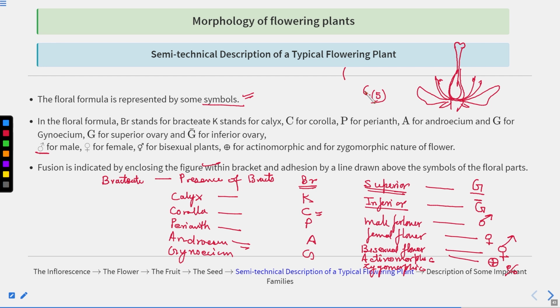And if androecium is attached with this corolla, then it should be overhangs like this. Okay, so let us see here.